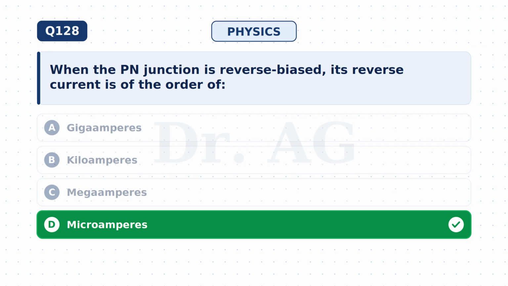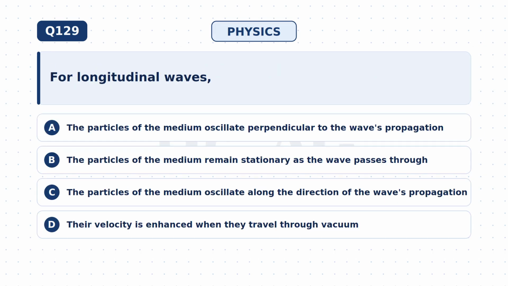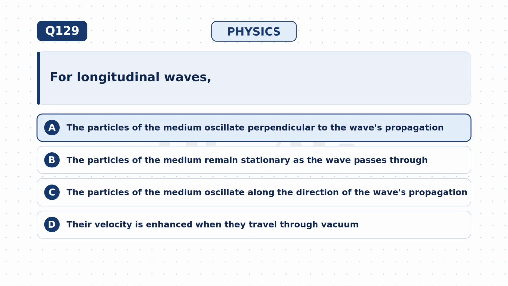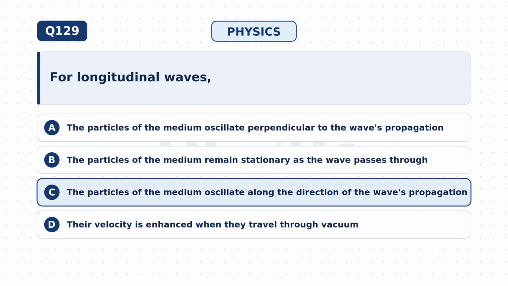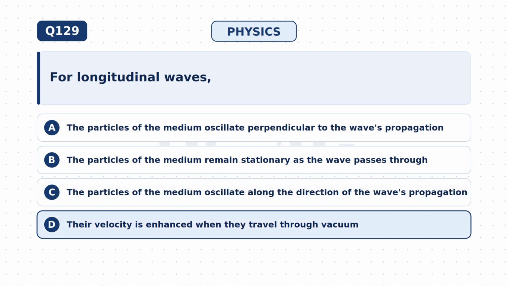The correct answer is D. Microamperes. Question 129. For longitudinal waves. Option A. The particles of the medium oscillate perpendicular to the wave's propagation. Option B. The particles of the medium remain stationary as the wave passes through. Option C. The particles of the medium oscillate along the direction of the wave's propagation. Option D. Their velocity is enhanced when they travel through vacuum.